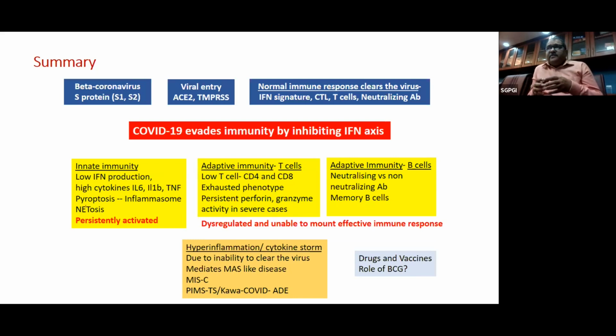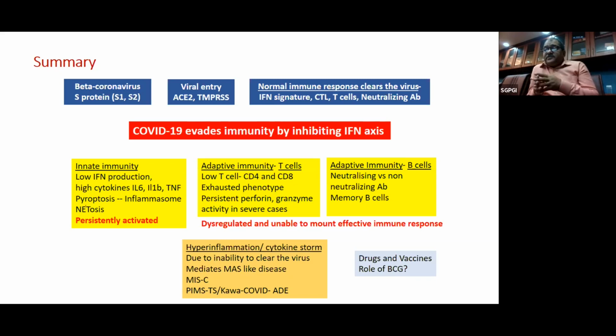However, in a few unlucky percentage of patients, the virus evades the immunity by inhibiting the interferon axis. We don't know why exactly, which leads to a persistently activated state of the innate immune system, which causes a lot of pro-inflammatory cytokines being secreted in the form of IL-6, IL-1 beta, TNF, and also activation of inflammasome and NETosis by the neutrophils.